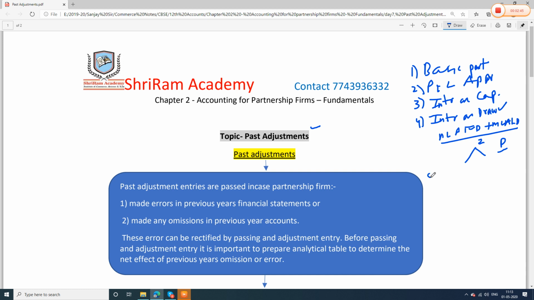Now the next topic, and I would say the most important topic from this chapter, is past adjustments. Today we will try to understand the basic concept of what past adjustment is. Then I will explain only one illustration of past adjustment in the morning lecture. Then I will give you one homework so that you will do it at home, and in our evening class we will solve two more illustrations on past adjustments, and this topic we will close.